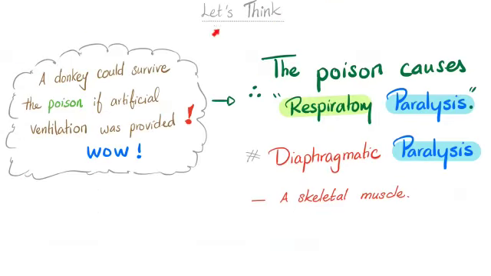Wow. So let's think about that. A donkey could survive the poison if artificial ventilation was provided. What does that mean? It means that the poison causes respiratory paralysis or diaphragmatic paralysis, and the diaphragm is a skeletal muscle, so this is a skeletal muscle relaxant. This poison is a neuromuscular blocker.